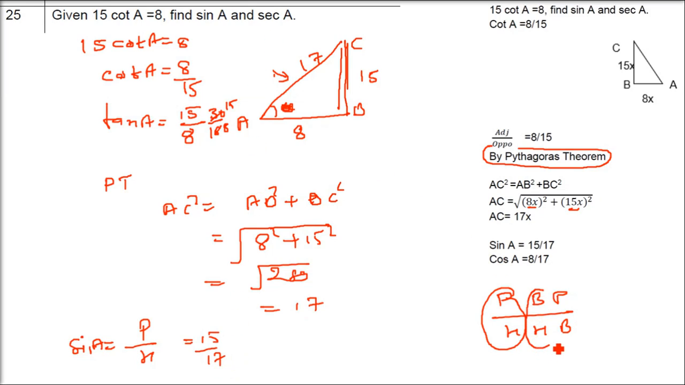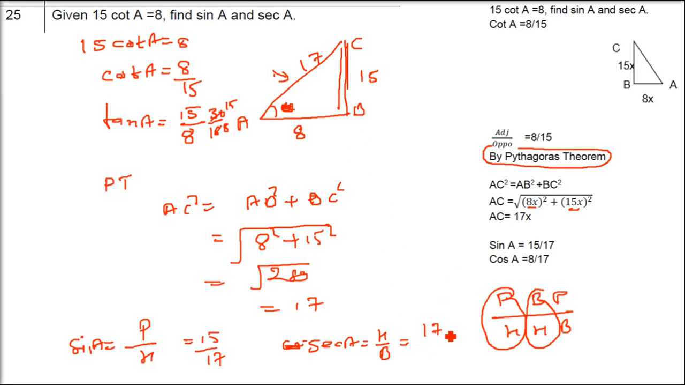Now sec A. First take cos A. Cos A is base upon hypotenuse. Sec A will be hypotenuse by base. So sec A is hypotenuse, which is 17, by base. Base is what? 8. So 17 by 8 will come.